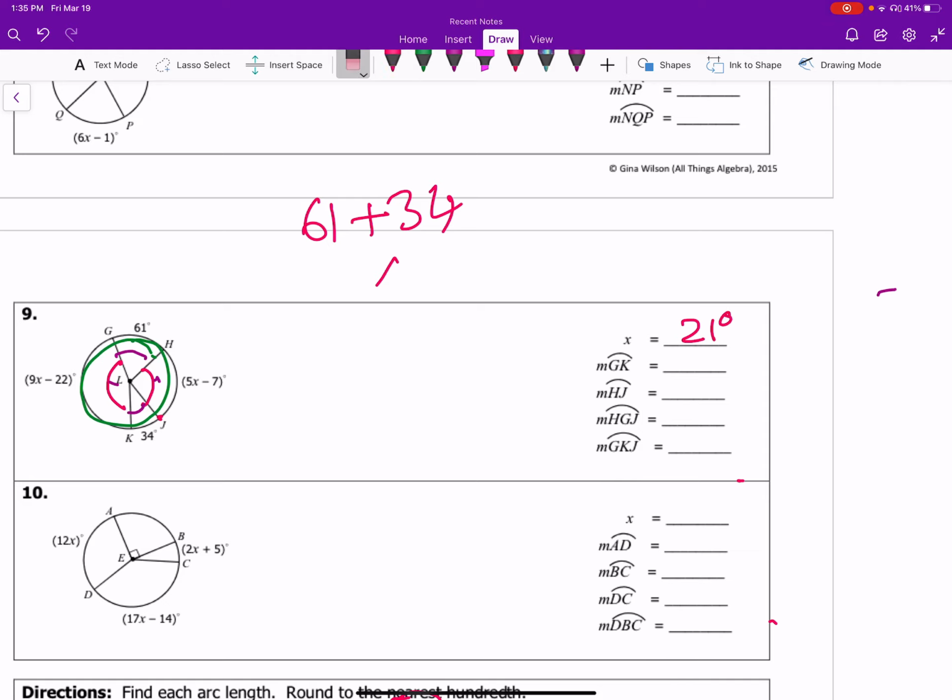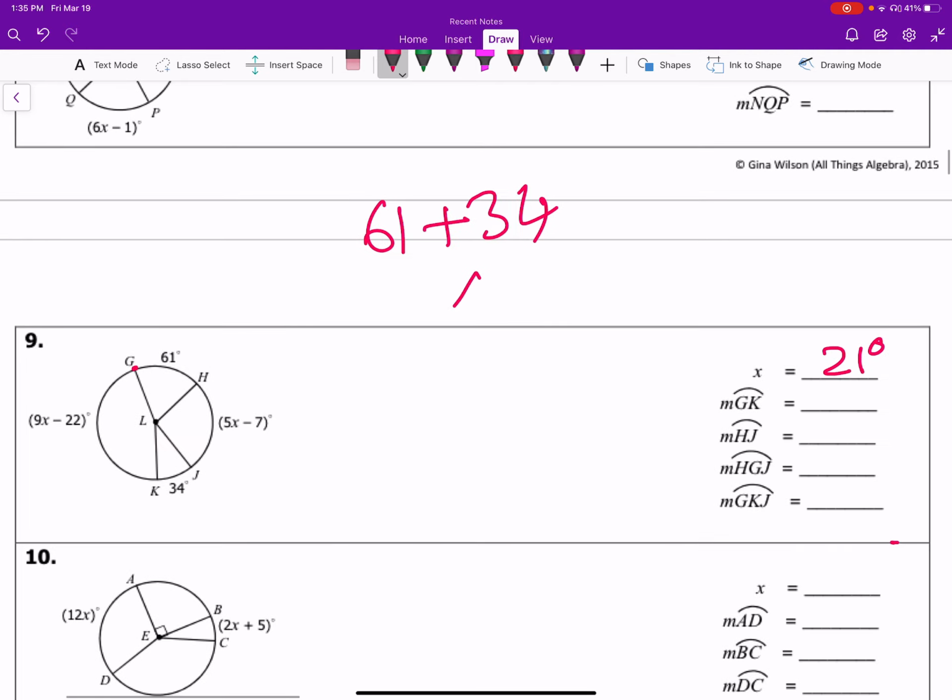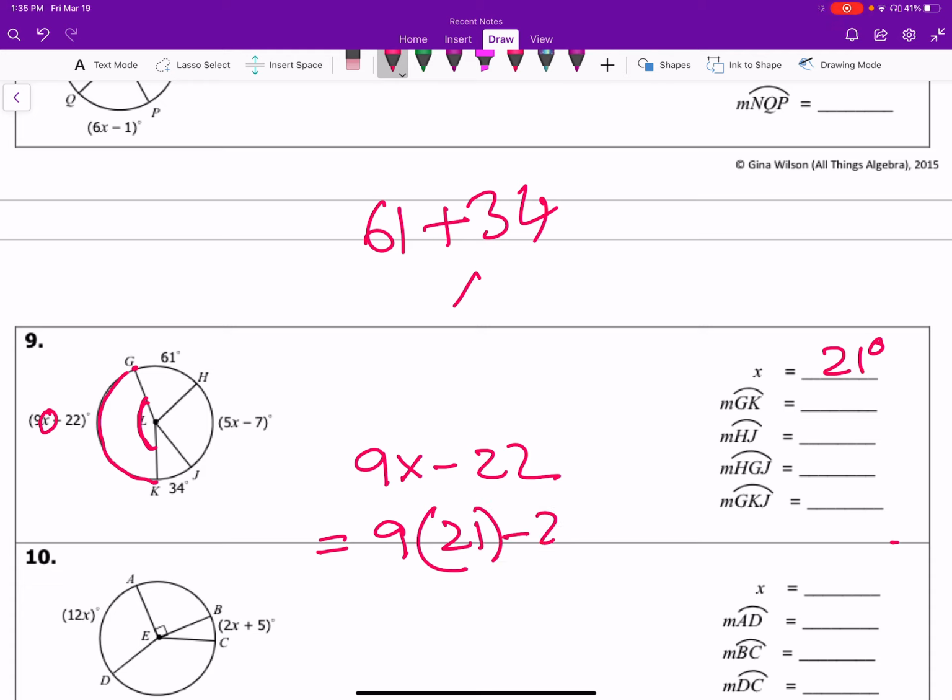Right? And then what is my job? GK. So let's come over here. GK. What is GK? This is G, this is K. This angle. So plug in the value of x over here. That should be 9x minus 22. So 9 times 21 minus 22. You should be getting exactly 167. So 167 for that. Calculated. Right?